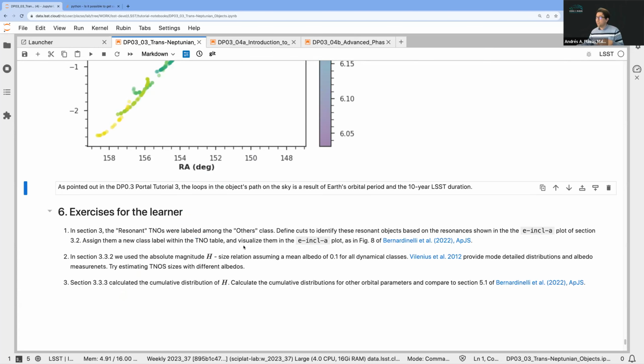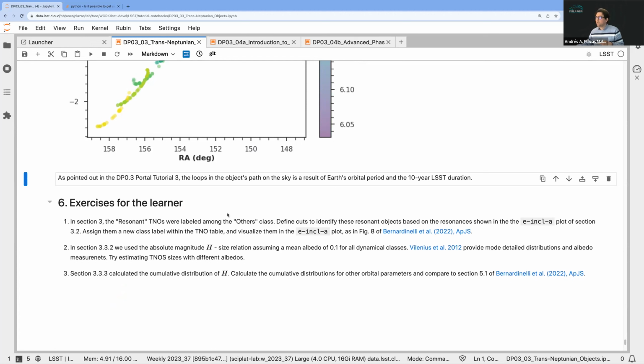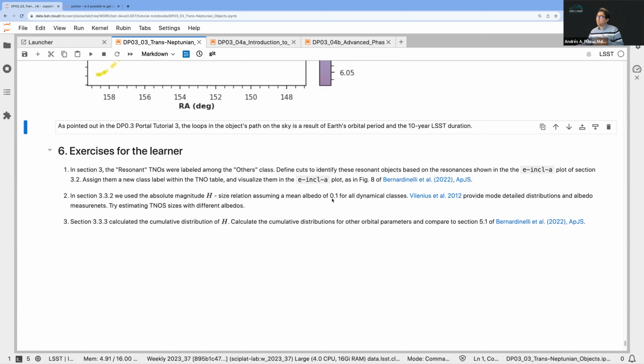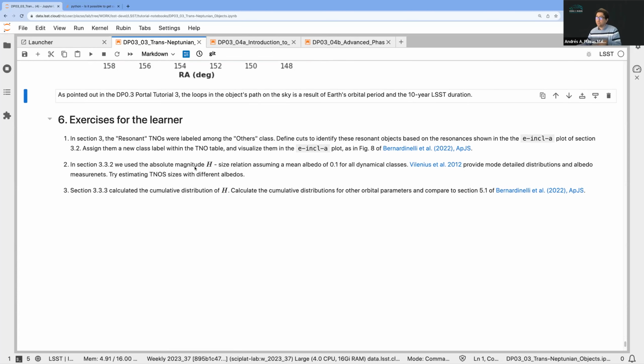Then, as I mentioned, there are some exercises for the learner, for the reader. One possible exercise is just to try to define a resonant class, and then try to include them with a different symbol in the eccentricity, inclination, and semi-major axis plot. You can also try to get a better estimation of albedos for different dynamical classes, and then calculate the sizes using the absolute magnitude that we have.